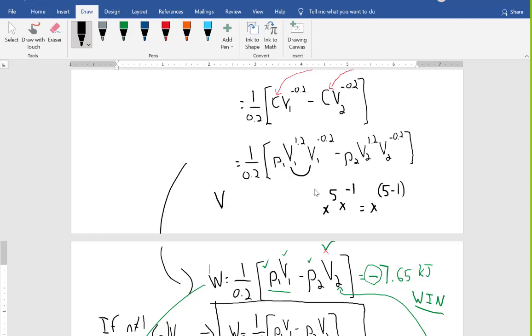Oh, I see it. Right? So I skipped a step here. This is 1.2 minus 0.2, right? And that gives us P1 V1.